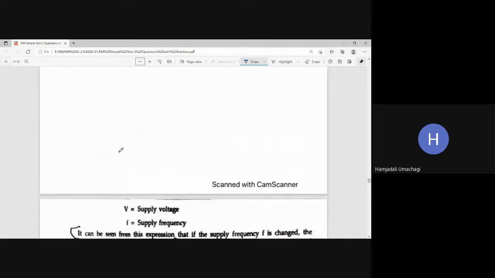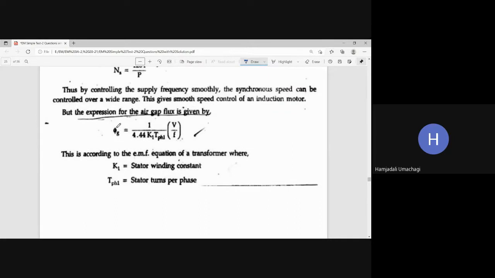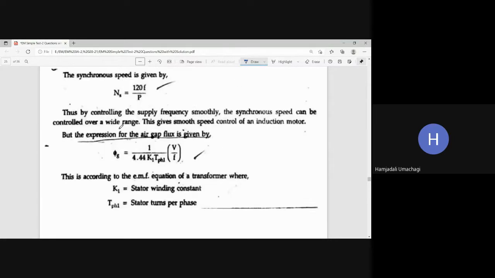Here, not only do you change the frequency, you should also change the supply voltage, so that the ratio V by F remains constant. If this ratio V by F remains constant, then the air gap flux also remains constant, and we get fine speed control of the induction motor. So this is not going to affect the performance of the induction motor. So we should change both the voltage as well as the frequency.